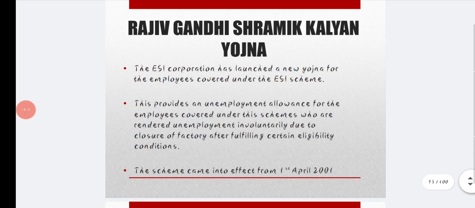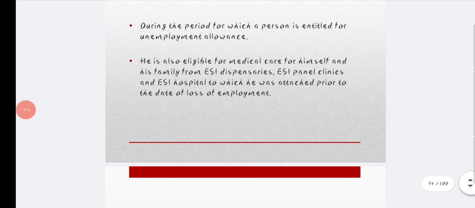Next, Rajiv Gandhi Shramik Kalyan Yojana. ESI Corporation has launched a new Yojana for the employees covered under this ESI scheme. The scheme came into effect from 1st April 2001. Here, unemployment allowance will be paid by this scheme, and he is also eligible for medical care for himself and his family from ESI dispensary, ESI panel clinic, and ESI hospitals.